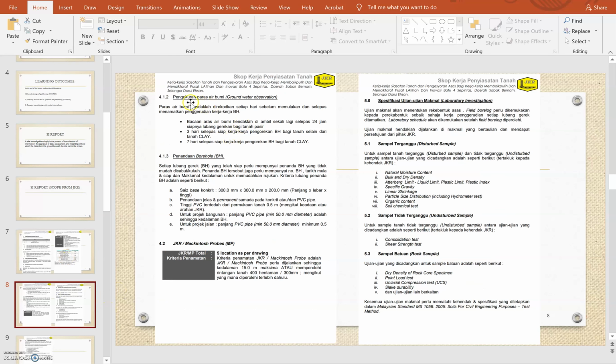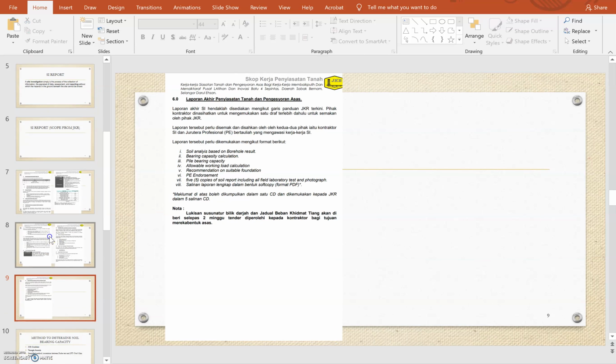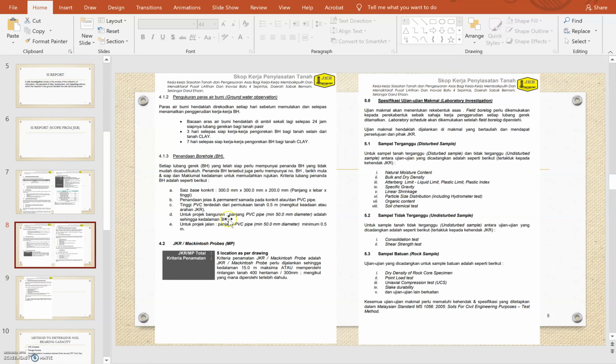Okay, I just simply go through. This is pengukuran paras air, which is more detailed. For your project, I don't think you have all this data. So all this data is for your reading only.